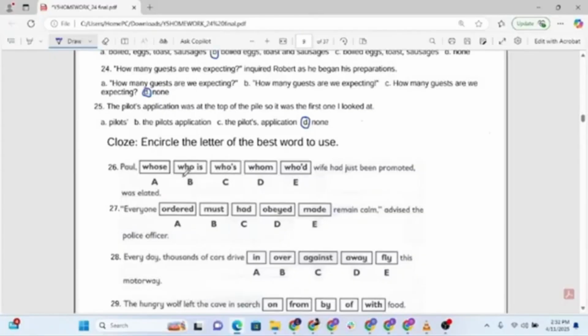Question 26. Paul, whose wife had just been promoted, was elated. The correct answer is option A, whose. Explanation. Whose is the correct possessive form, showing that the wife belongs to Paul.